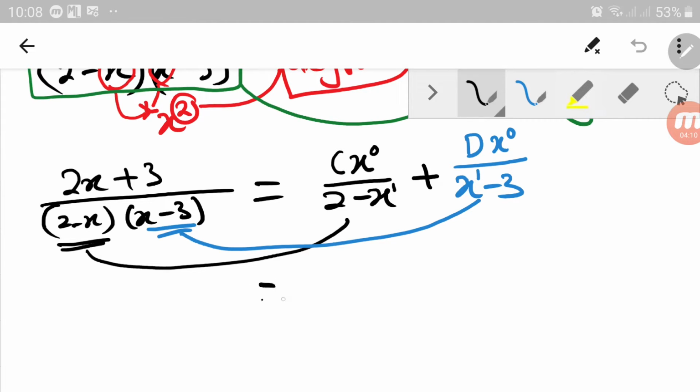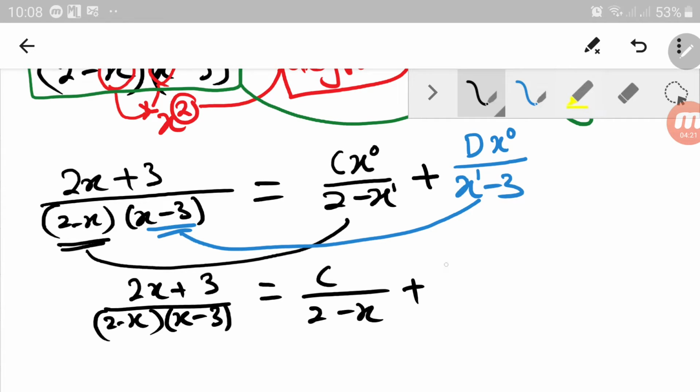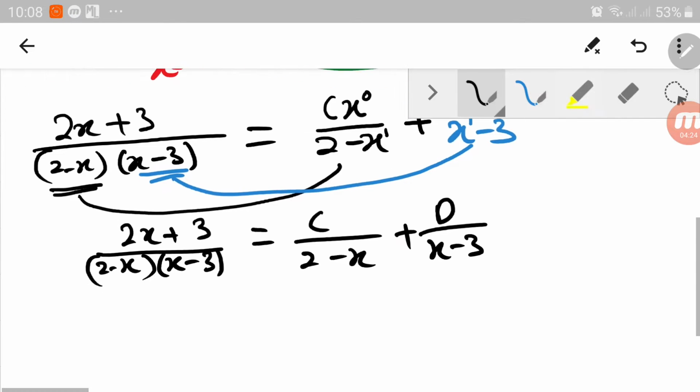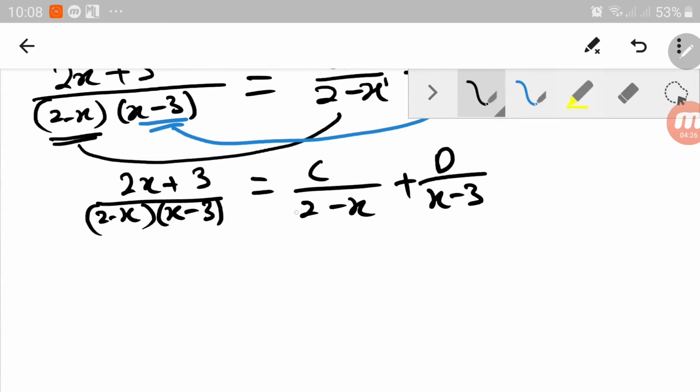Maybe I can rewrite this back properly, since those scribbles may obstruct your view. So C over (2 - x) plus D over (x - 3). Now the next step is that we cross multiply these two. I have a quick way to do it. You don't have to multiply everything. We have to realize that these are two fractions that we need to combine. We need to add them.